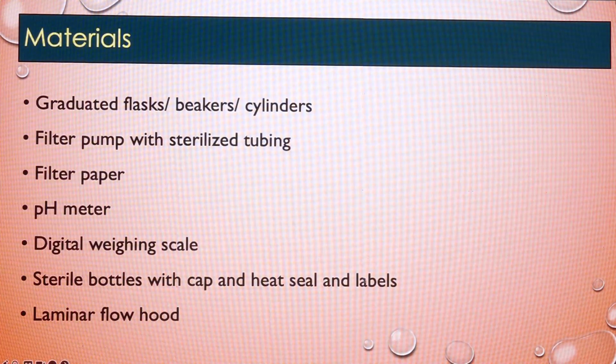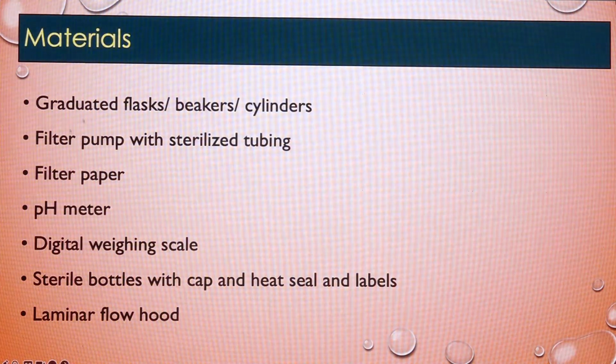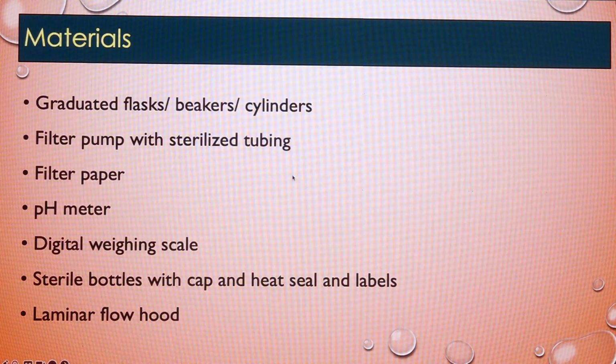So in terms of the equipment needed, you need to have a set of these graduated flasks, beaker and cylinder. This is the main investment that is required, a filter pump with a sterilized tubing which can be re-sterilized by autoclaving. Filter paper, pH meter, a digital weighing scale, sterile bottles and caps with heat sealing and labeling, and a laminar flow hood. So if you have a microbiology setup or an eye bank setup, most of these are already available with you. So probably the filter pump and pH meter are the only things that you would have to invest in.